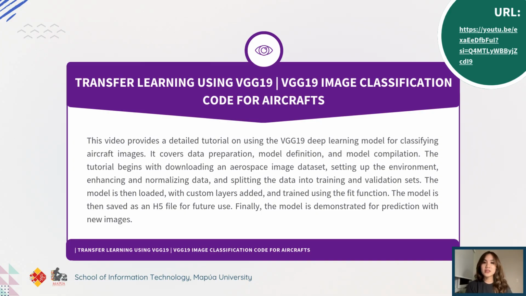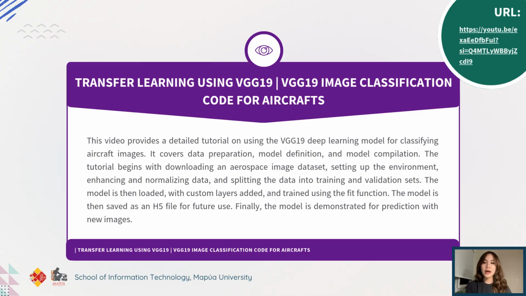The tutorial begins with data acquisition, which involves downloading an aerospace image dataset containing various aircraft types. The environment setup is set to 16 for processing efficiency. The image data is augmented and normalized using TensorFlow and Keras, and the dataset is split into distinct training and validation sets. The VGG19 convolutional neural network is loaded, and the new layers are added to the model.